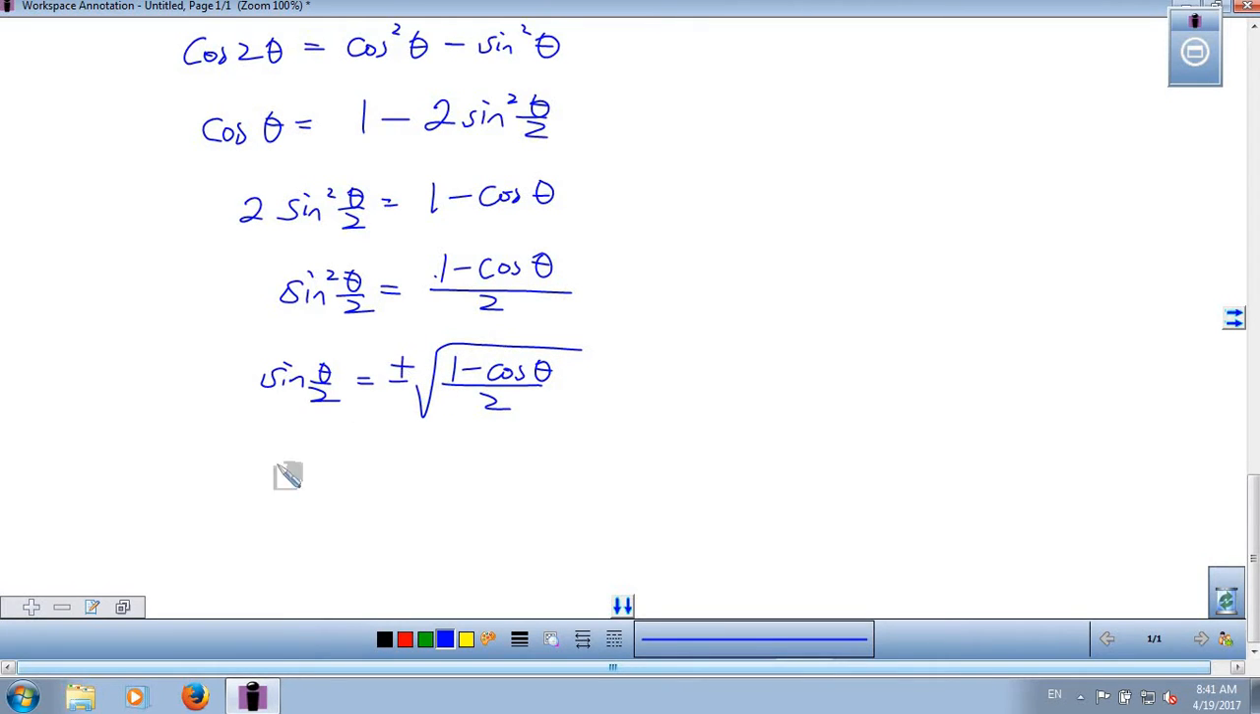Now make sure you have the plus and minus. Why do we have the plus minus? Because when we divide the angle by 2, the angle might not be in the same quadrant as the original angle theta. So the answer might have to change signs depending on the quadrant. Now there's another way to express this. You can write sine squared theta equal to 1 minus cosine of 2 theta, divided by 2. So this is another way to express the same formula.